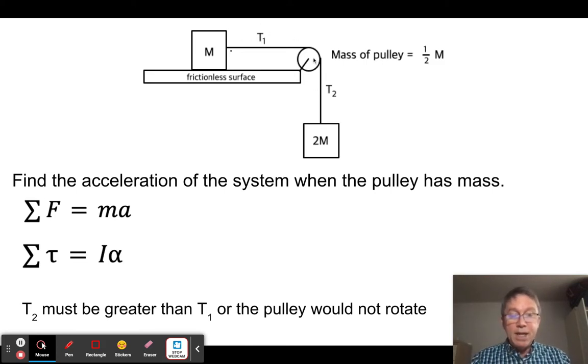Now, on the AP physics test, if they say a massless pulley, throw that out the window, and you could just say, well, 2mg is the force on the system, and 3m is the mass of the system. So therefore, I can find the acceleration of the system. But now when the pulley has a mass, then you've got to use rotational kinematics and Newton's law of rotation to do it. So again, the sum of the forces is always going to equal ma, and the sum of the torques is always going to equal I alpha.